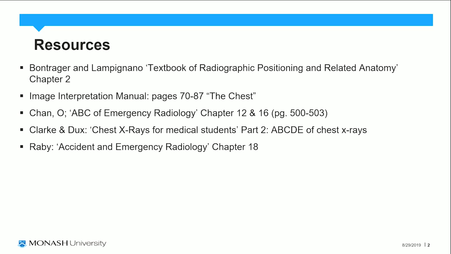And then in Clarkson and Ducks, which is Chest X-rays for medical students, Part 2 is related to the ABCDE of chest X-rays. And then in the textbook by Raby on Accident and Emergency Radiology, Chapter 18 is the one to read. So all of these resources are electronic, and you will have access to that in the Moodle book.